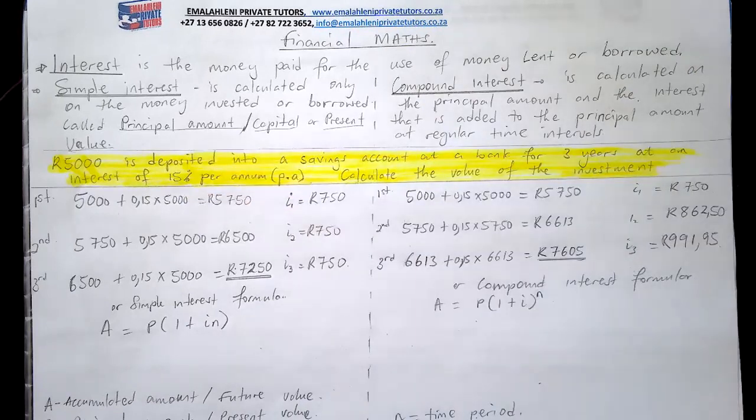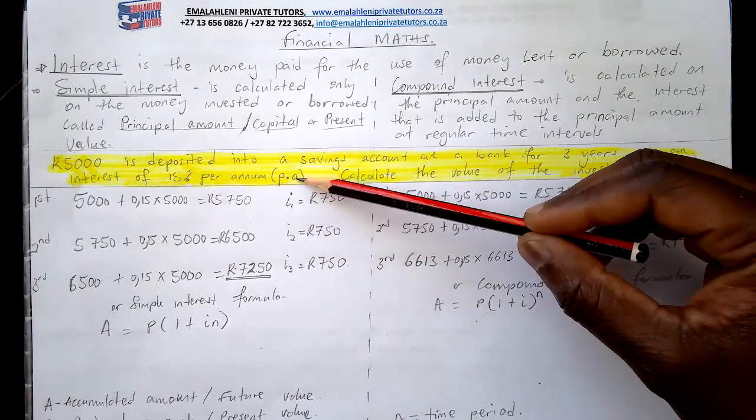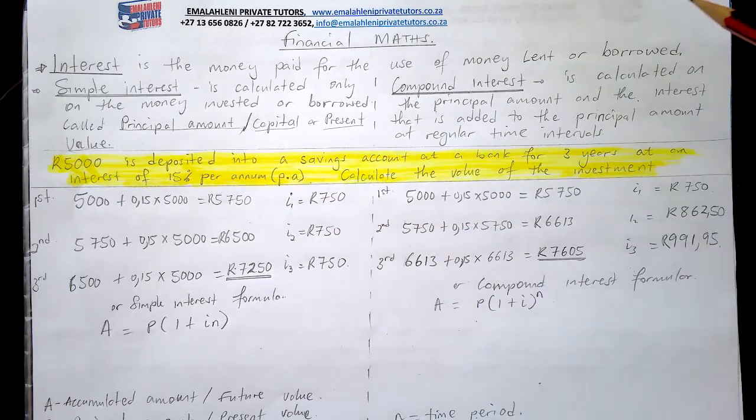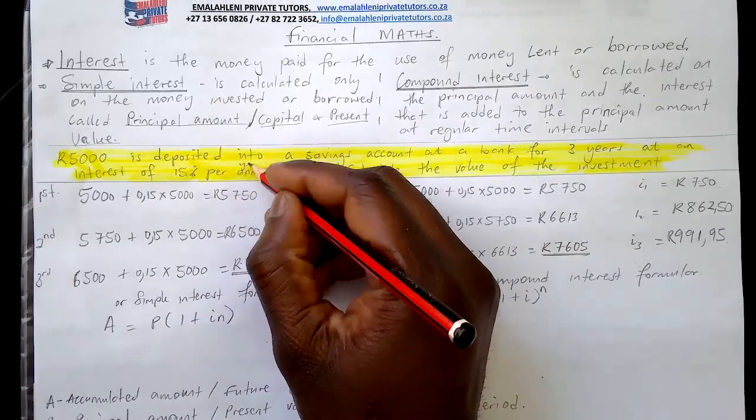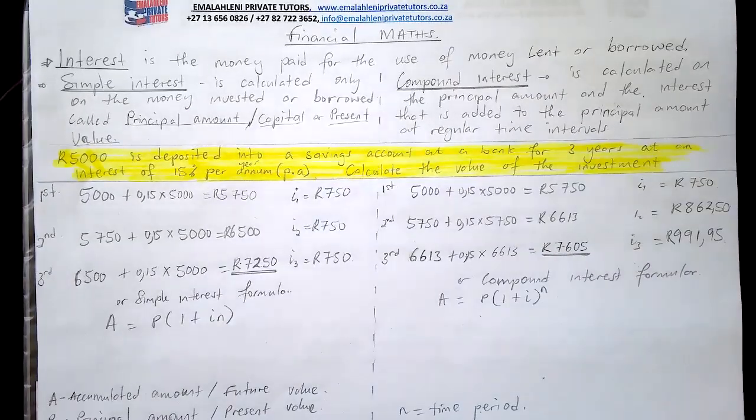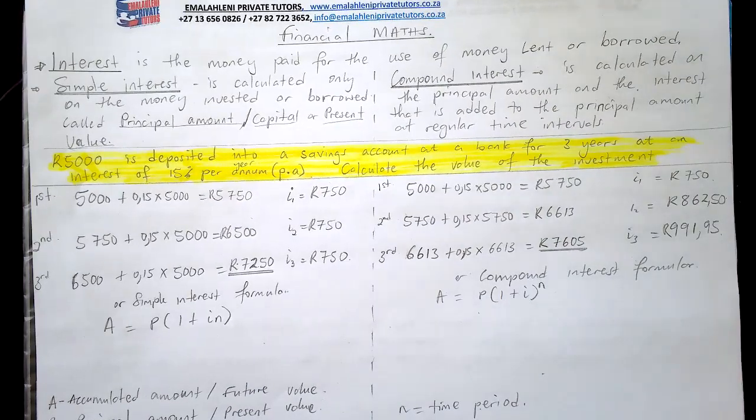Let's give an example so that you can understand better. 5,000 is deposited into a savings account at a bank for 3 years at an interest of 15% per annum. PA means per annum, and per annum means per year. Calculate the value of the investment. You are investing this money, and we want to see how much it is after 3 years.